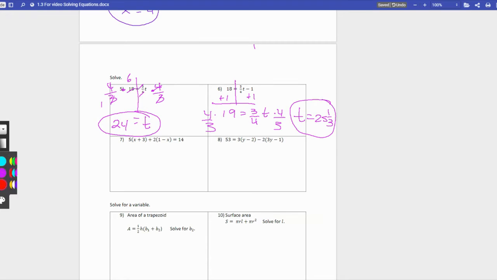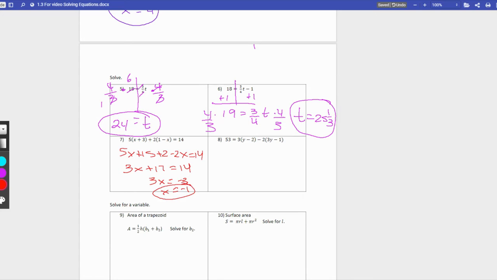Number 7, I have parentheses, so I want to distribute. So I have 5x plus 15 plus 2 minus 2x is equal to 14. So that gives me 3x plus 17 is equal to 14. If I subtract 17 from both sides, I have 3x is equal to -3. So x is equal to -1.